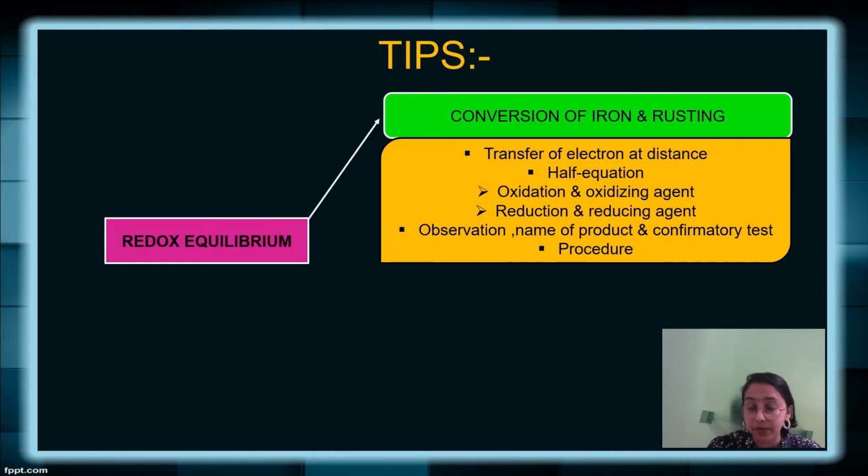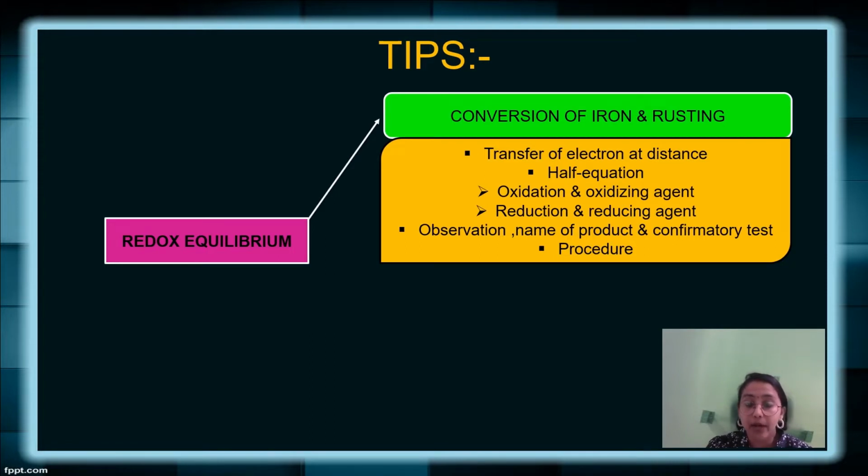Then you should be able to write the half equations, and based on the reaction, classify whether it is oxidation or reduction. Upon assigning oxidation or reduction, you also must be able to define whether it is the oxidizing agent or reducing agent. So the observation, name of product, and the confirmatory tests for the product formed are very important to focus on, and you should be able to describe correctly the experiment involved in rusting.